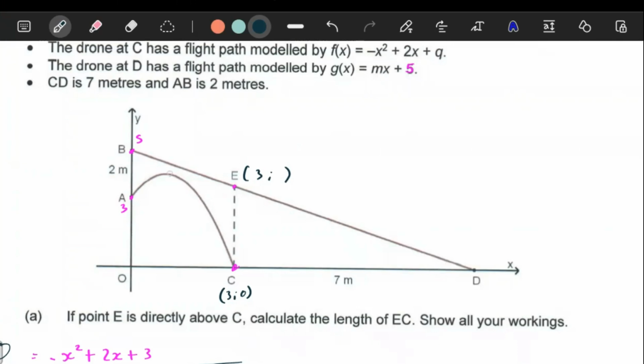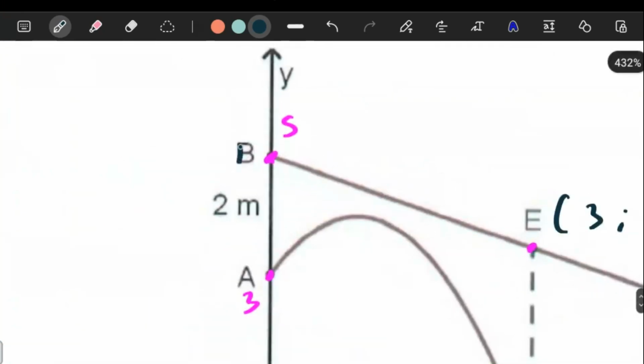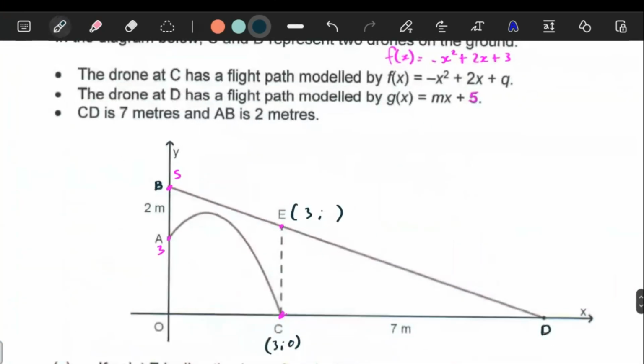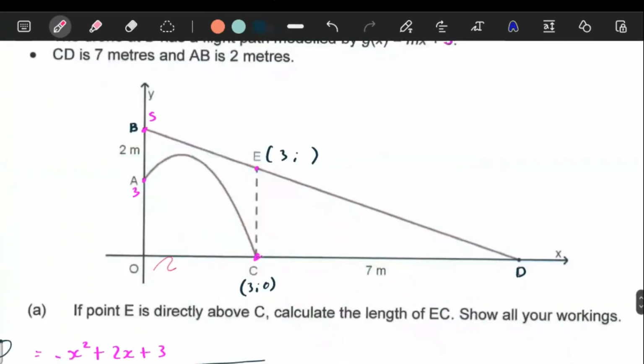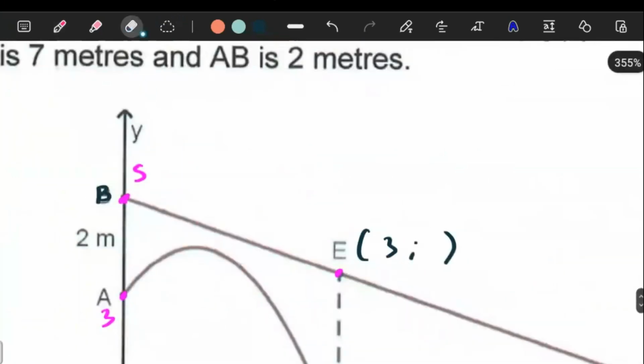So now we need the equation of BD. To get the equation of BD, we need the gradient of BD. To get the gradient of BD, we're going to make use of the coordinate D and the coordinate B. For the coordinate D, from here to there it's 3, plus 7, this is like 10. And then here, the x value is 0, the y value is 5.